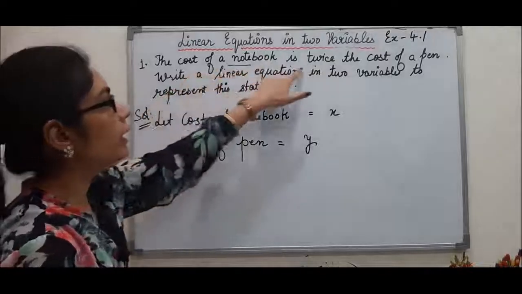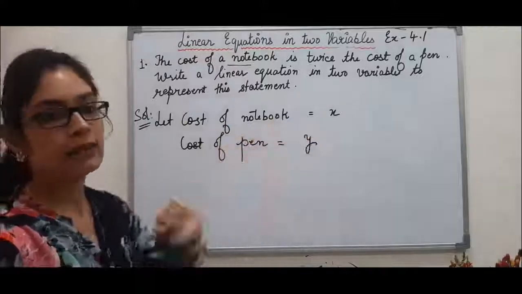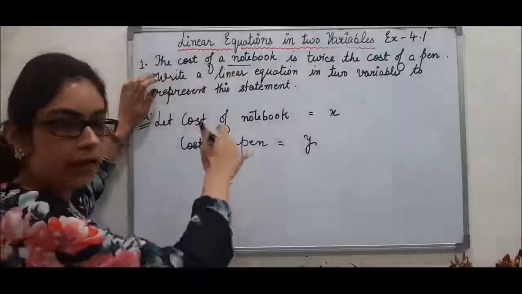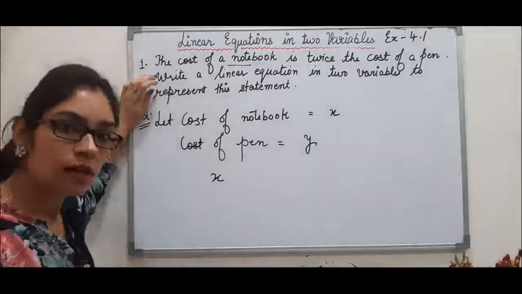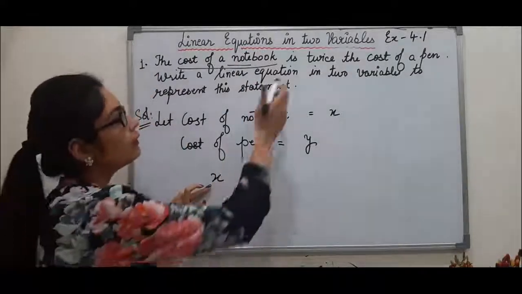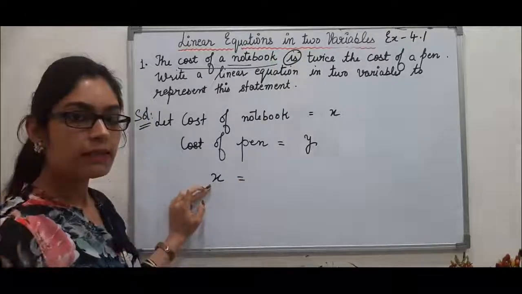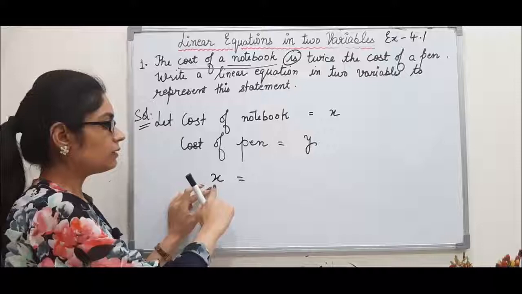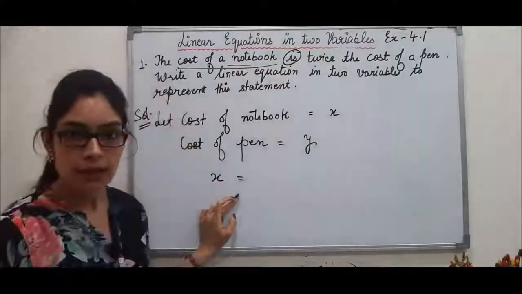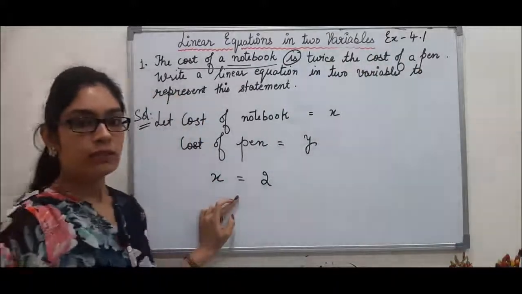See, cost of notebook is, what is your cost of notebook? It is x. So write it. I'm just reading and making the equation; you also have to do it in the same way. Cost of notebook we have already written as x. Now what is this 'is'? 'Is' means equals to, always write it like this. So x, which is the cost of notebook, is equal to twice. Twice means 2 times, so write 2 here. Twice the cost of a pen.